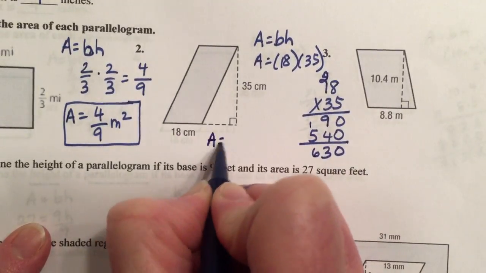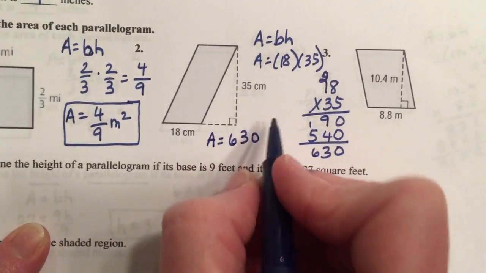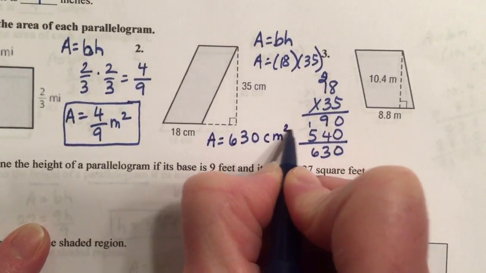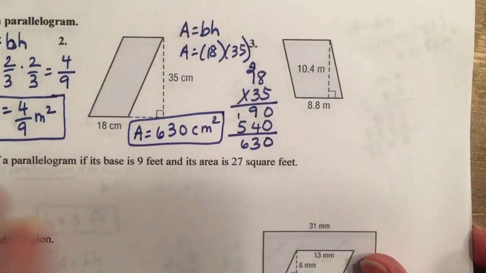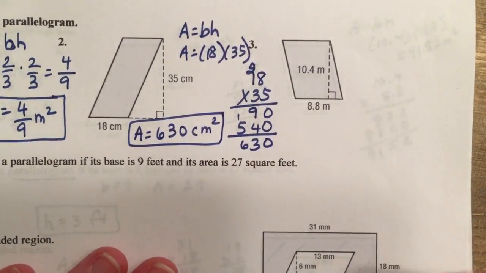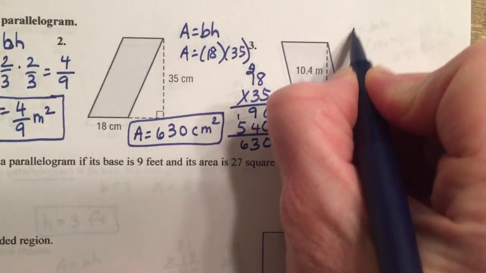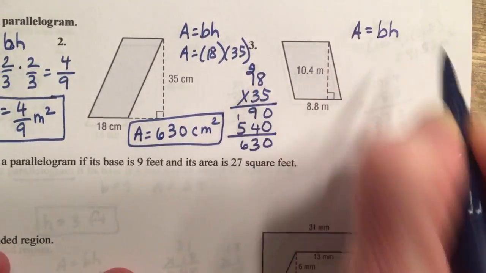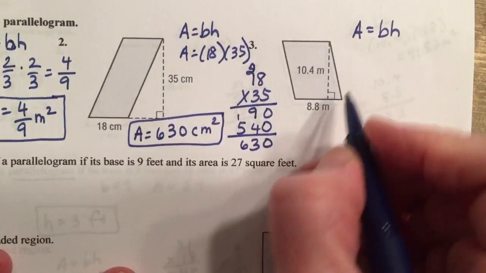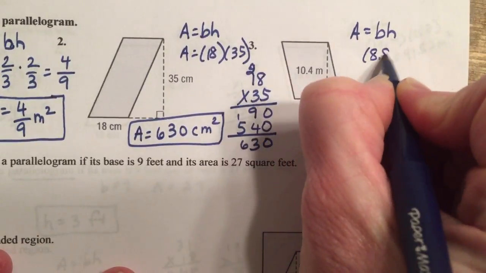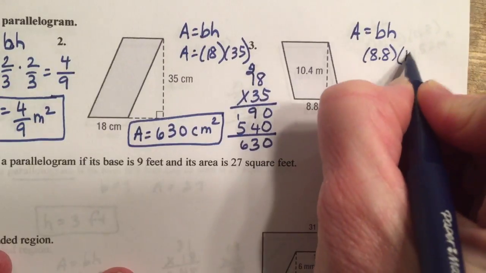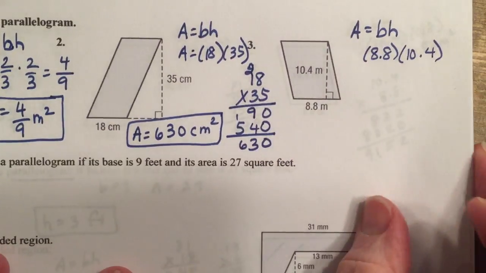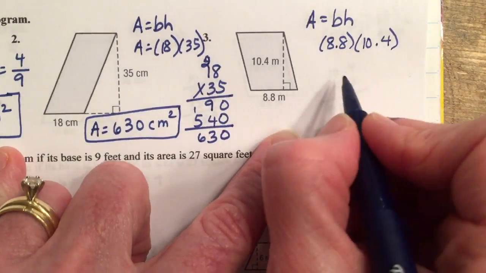So our area here is going to be 630, and this is in square centimeters. All right, the third example right here is also a parallelogram, so I'm using the same basic formula, base times height. This time the base is 8.8, and the height, you can see it making the right angle, is 10.4. All right, so now I just have to remember how to multiply by decimals.